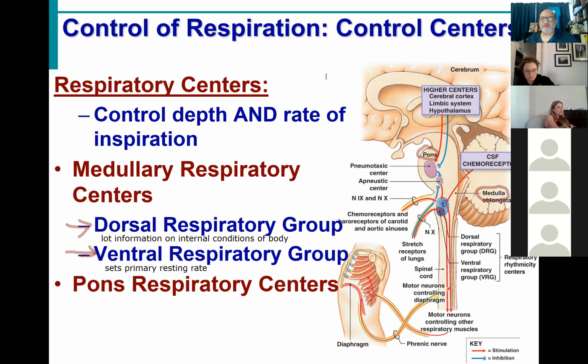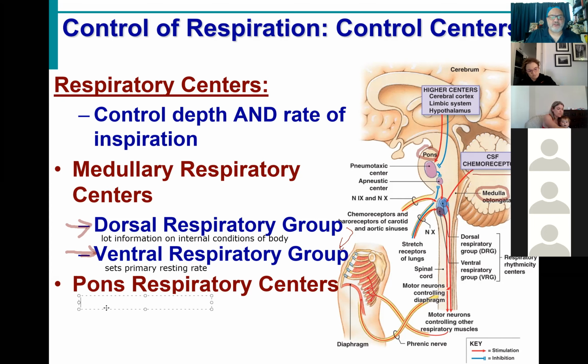And based on that information, we can then modify what is happening in the ventral group. So that chemical information comes in, and it can be coming in from the blood, from the interstitial fluid, from the cerebrospinal fluid, right? All this information is coming in, and we're modifying our breathing rate based on that. The dorsal receives and modifies the ventral. So it takes the information and then tells the ventral how to change its behavior based on that.